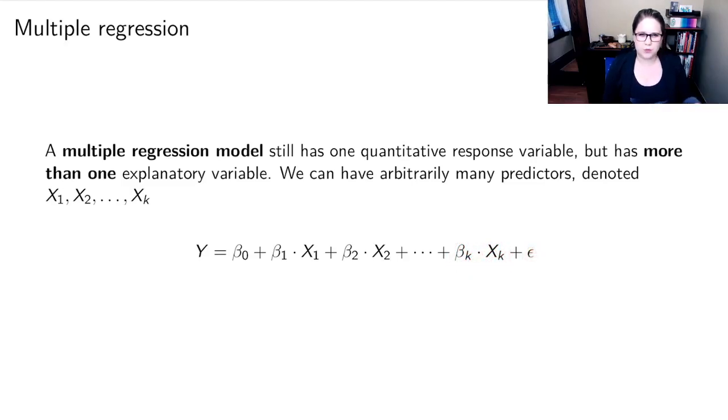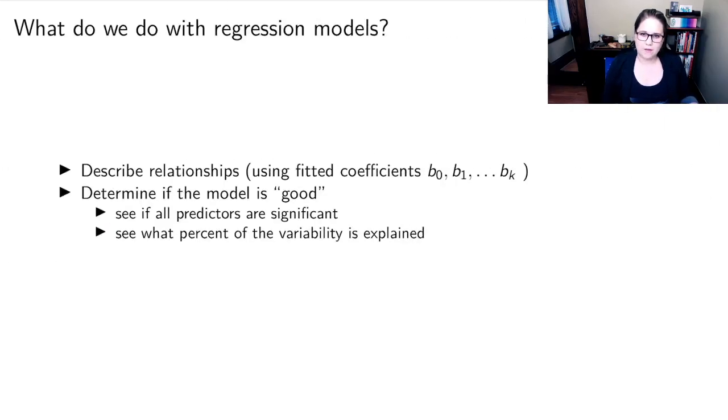And those are the little residuals, the errors, the difference from our model predictions. So these are the parameters, the population parameters. And once we have a regression model, there's a few things that we might want to do with it. One important thing is to describe the relationship. And so this would be using the fitted coefficients like B0, B1, B2, all the way up through BK.